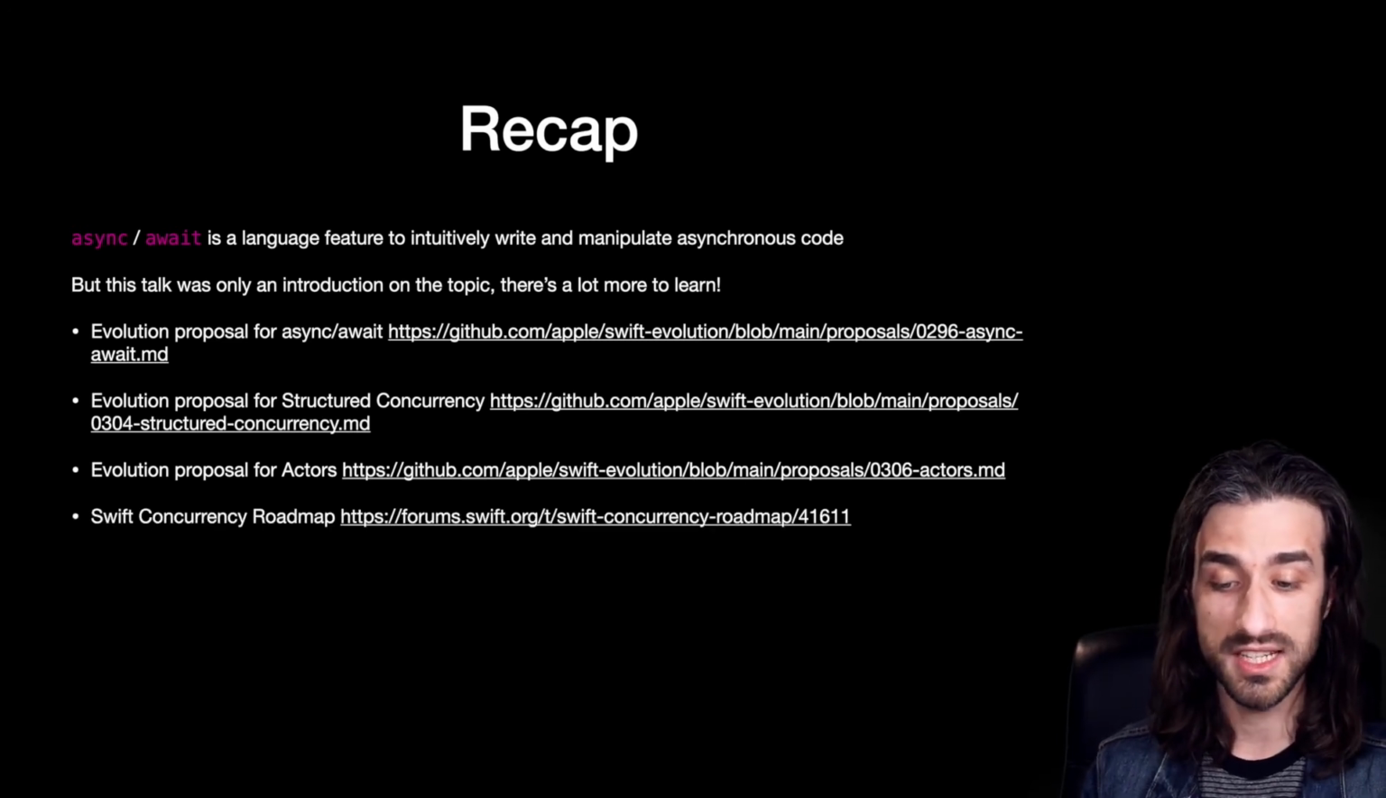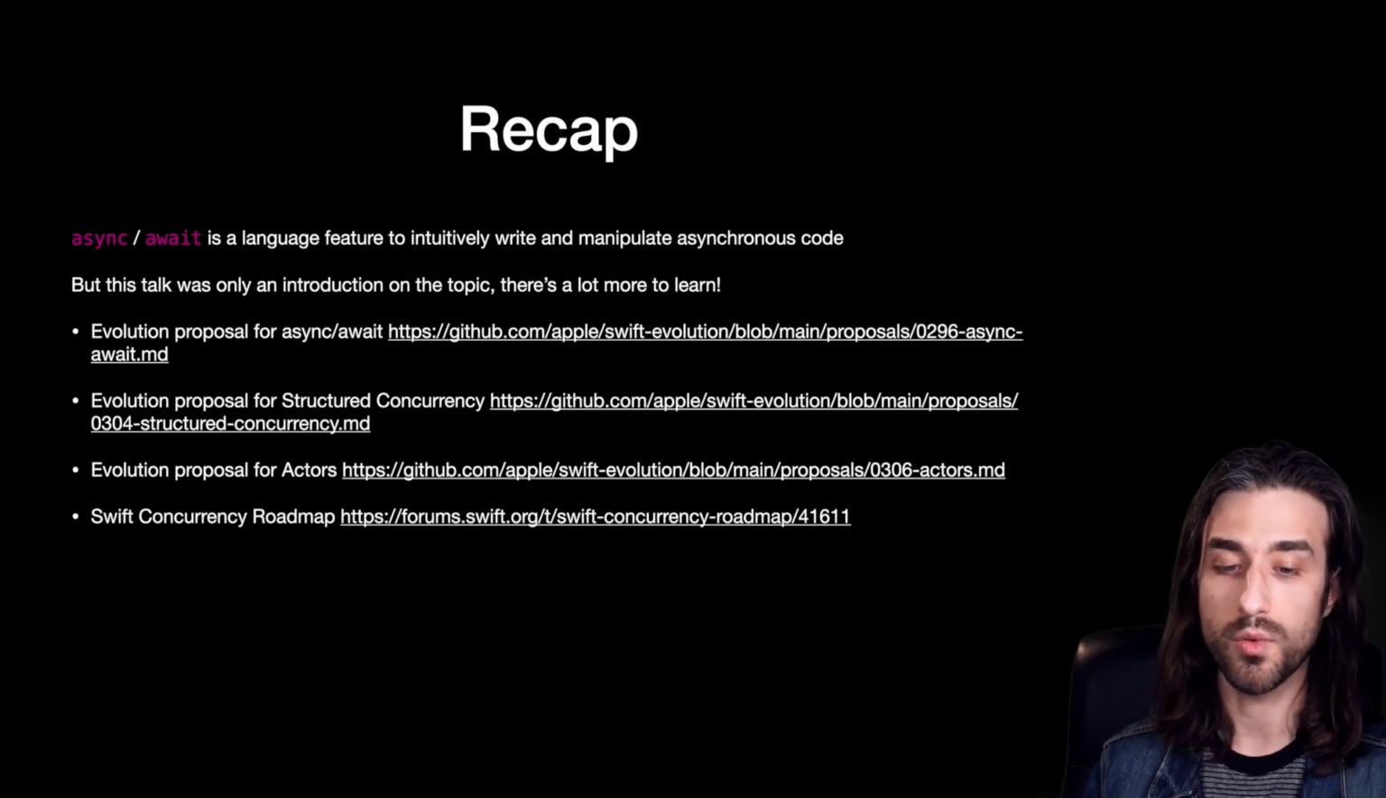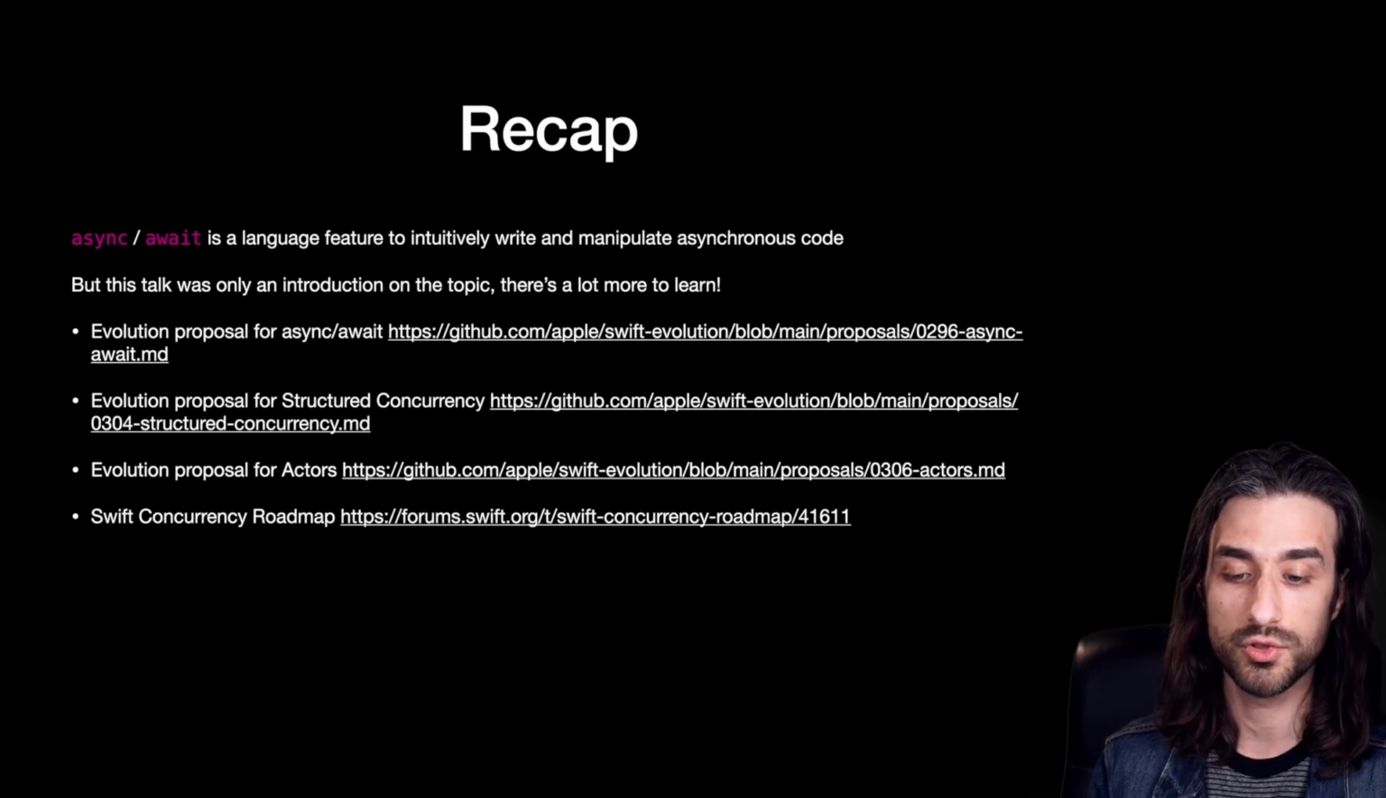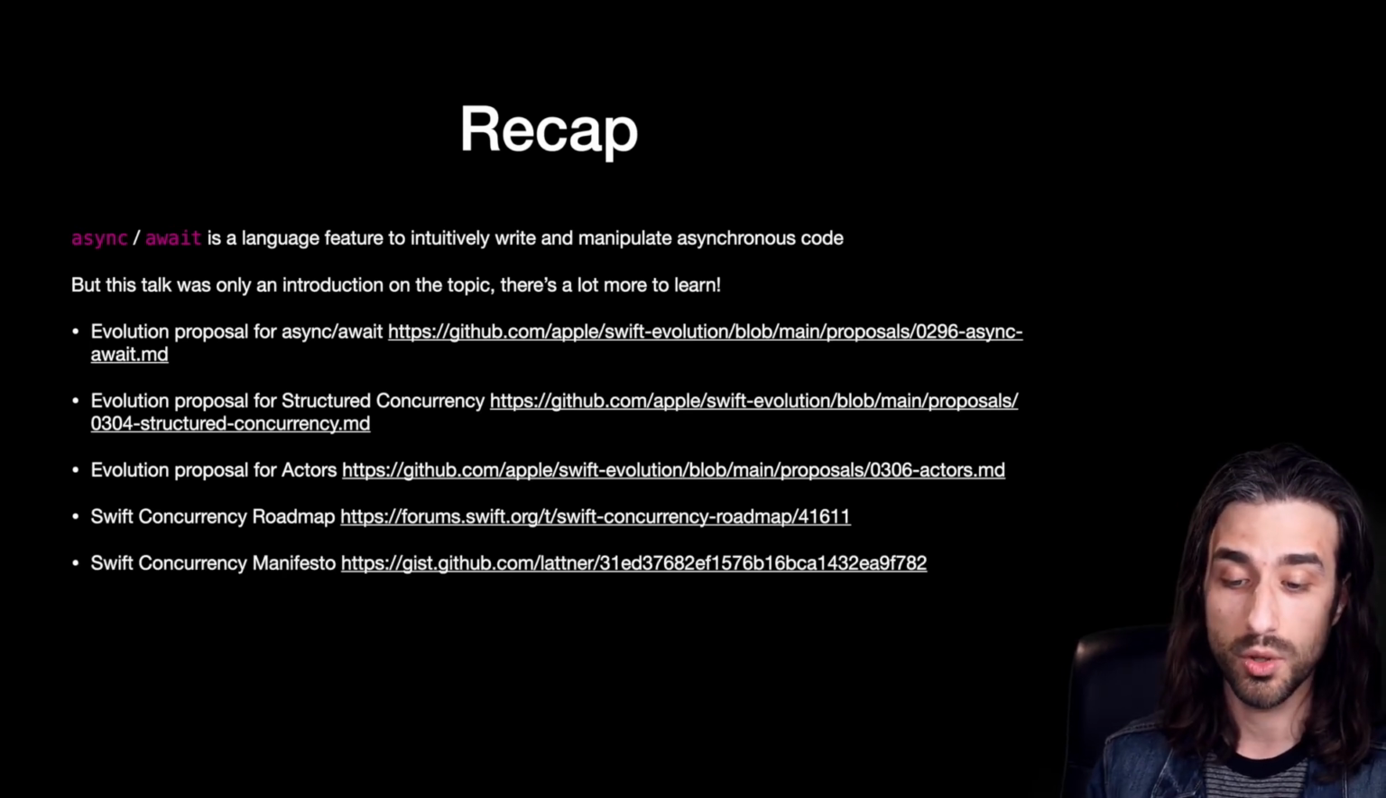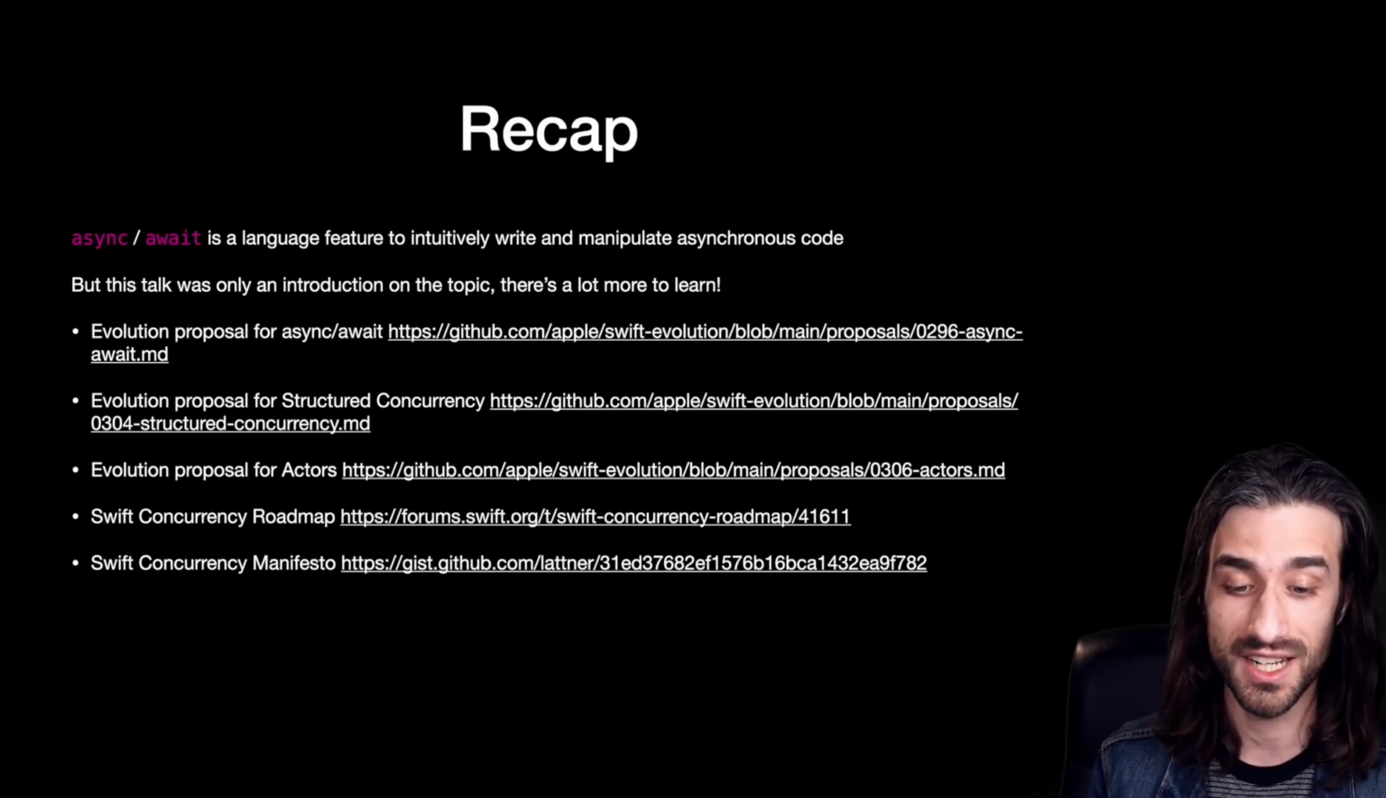Then I've put this link, called the Swift Concurrency Roadmap, and it's a post on the Swift forum that gives you a big picture idea of what the people behind Swift have in mind when it comes to concurrency. It's kind of like a roadmap that puts together async await, structured concurrency, actors, etc. And finally, I've put a link to what's called the Swift Concurrency Manifesto. This is more a document that says why the people behind Swift have chosen to go with async await. They explain why they think it's the right pattern. It's super interesting to read, but it's also longer and requires a little more effort, but still it's super interesting.